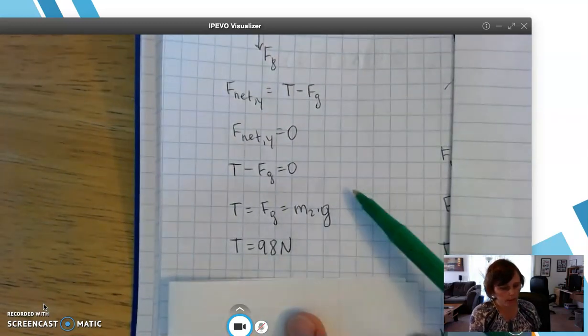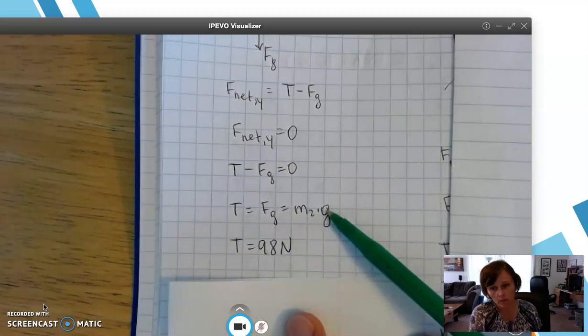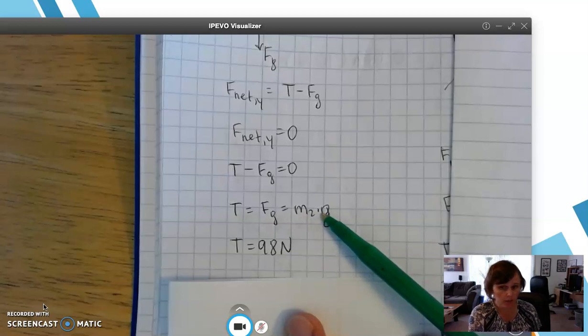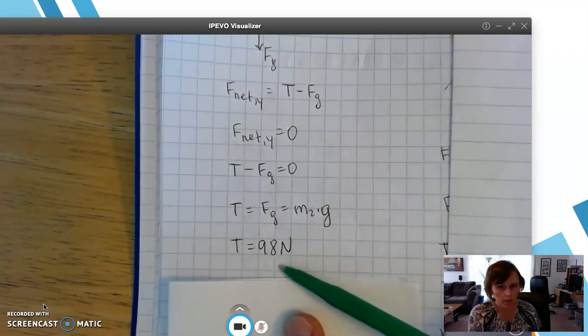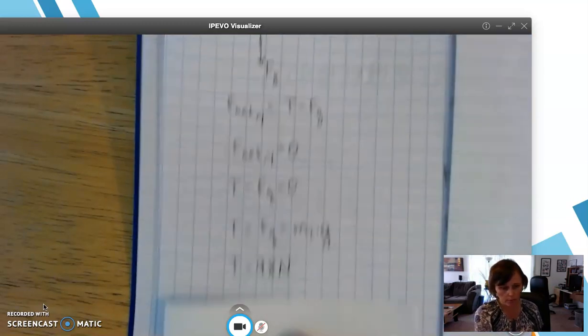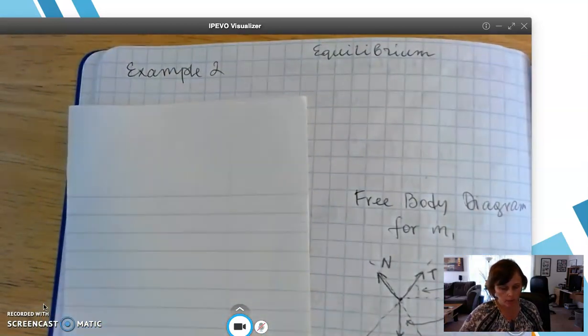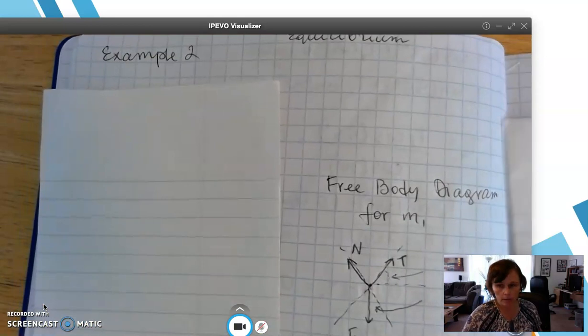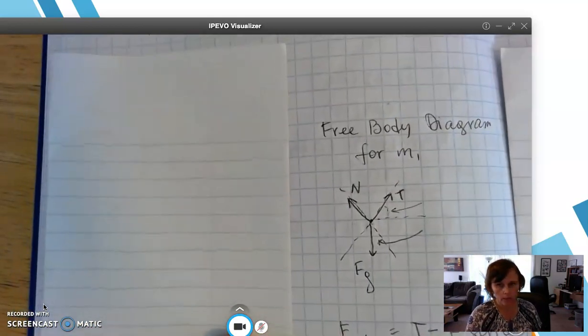At least we can calculate it because we know the M2 mass, 10 kilograms. We multiply by 9.8 in this case, meters per second squared, or newtons per kilogram, whatever unit you want to use for g. And 98 newtons is the force of tension in the vertical mass. So we can use this force of tension to find the mass, the unknown M1.